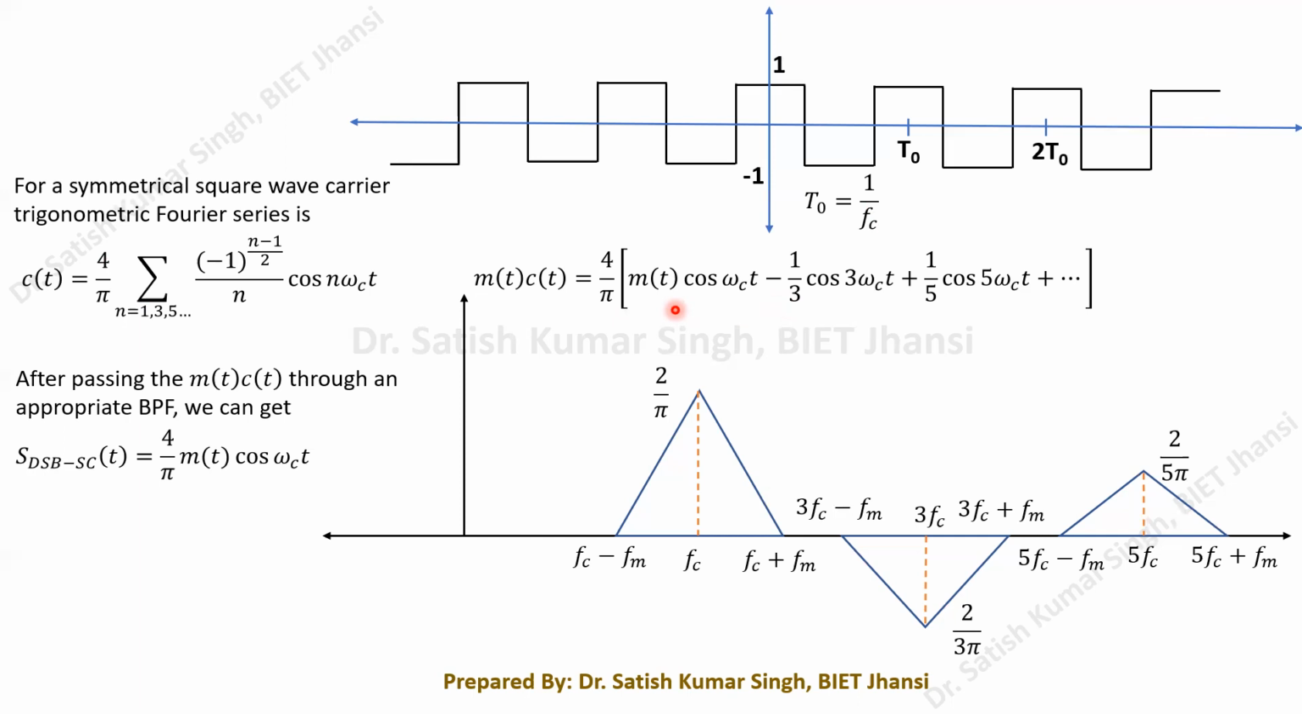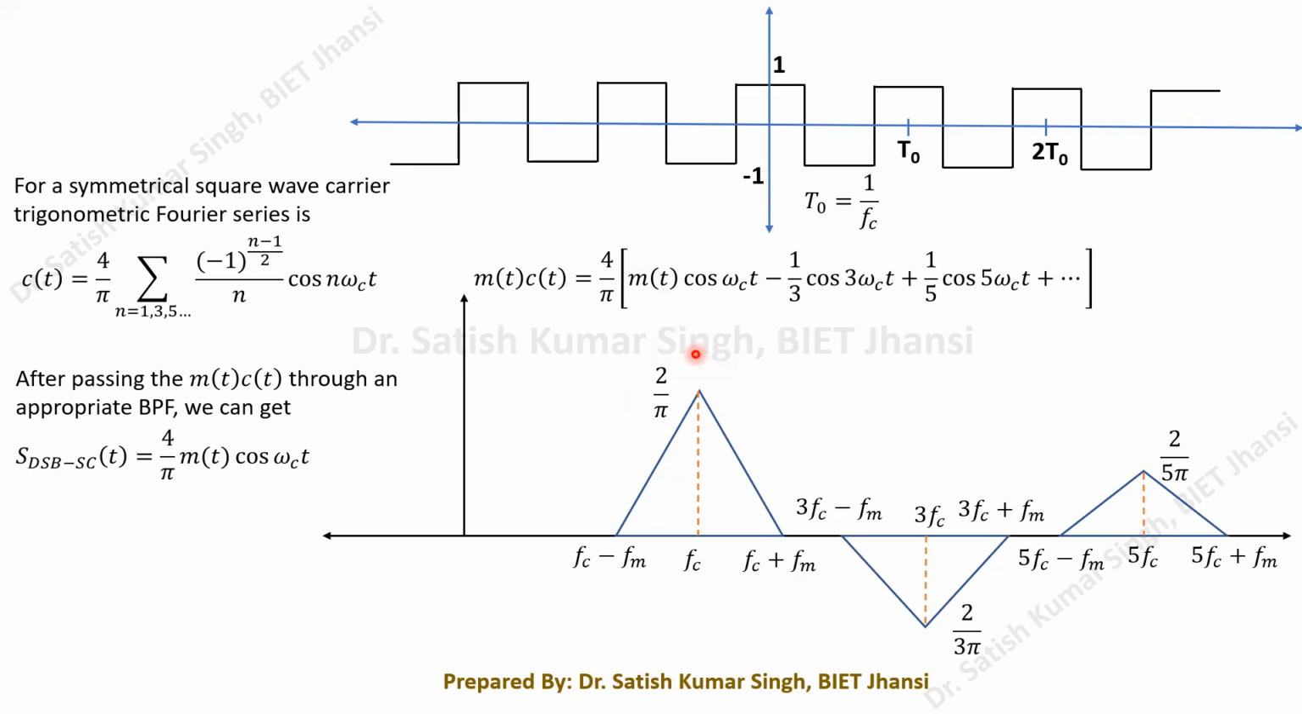I have plotted only the positive part, just considering the message signal like this. The first term is going to give you a spectrum around fc. So here is the fc, and our first spectrum will be like this. It will be fc plus fm, fc minus fm. What will be the magnitude? The magnitude will be 2 upon pi. You just verify it, you are going to get this value equal to 2 upon pi.